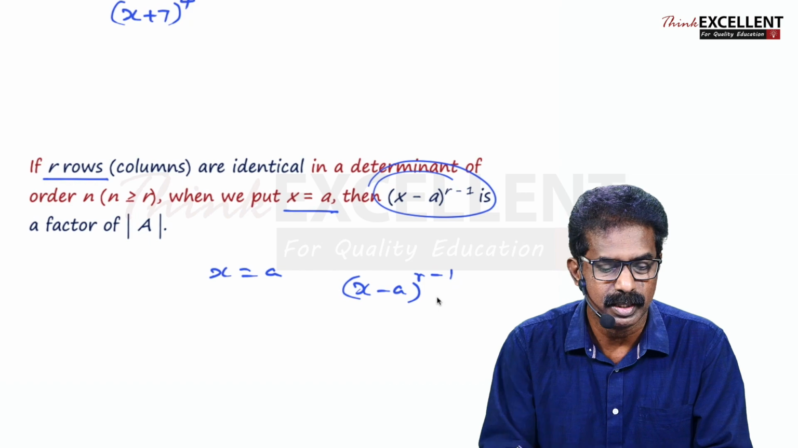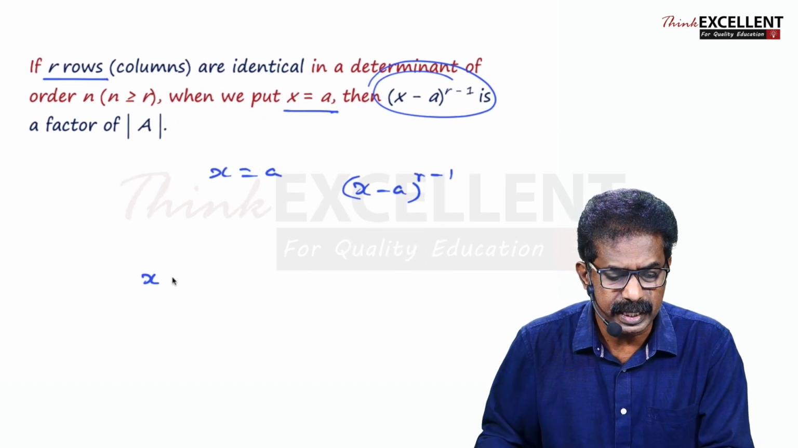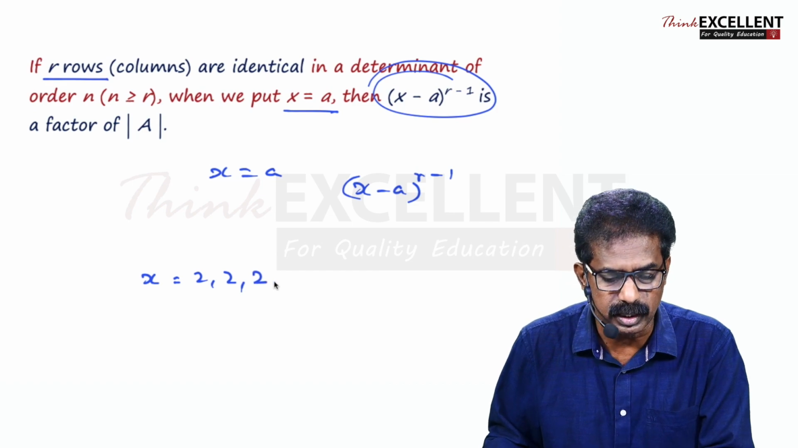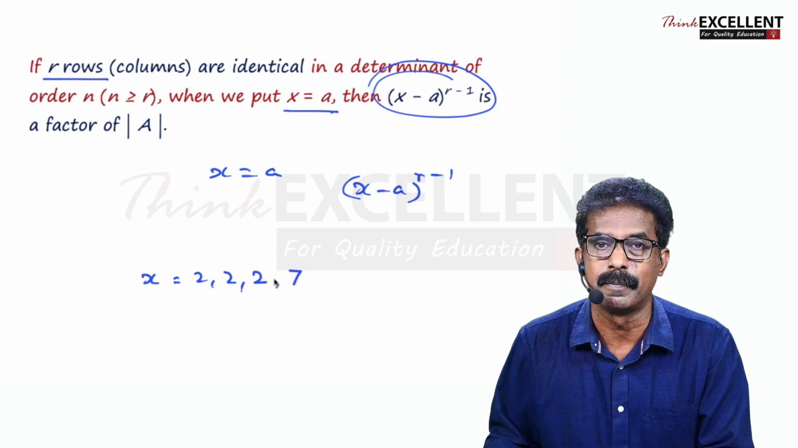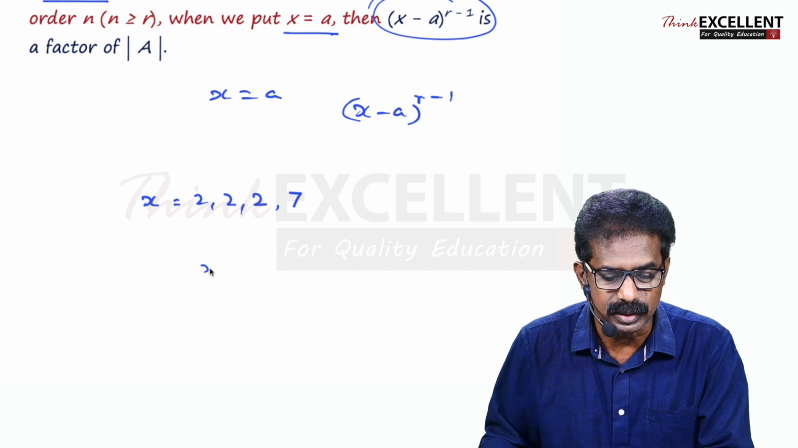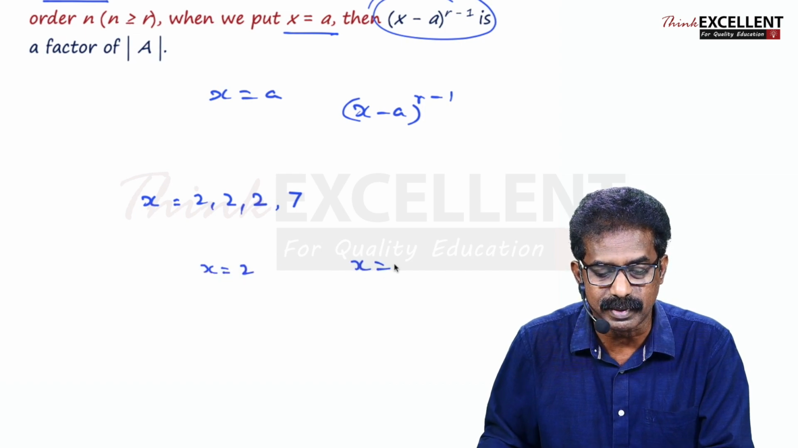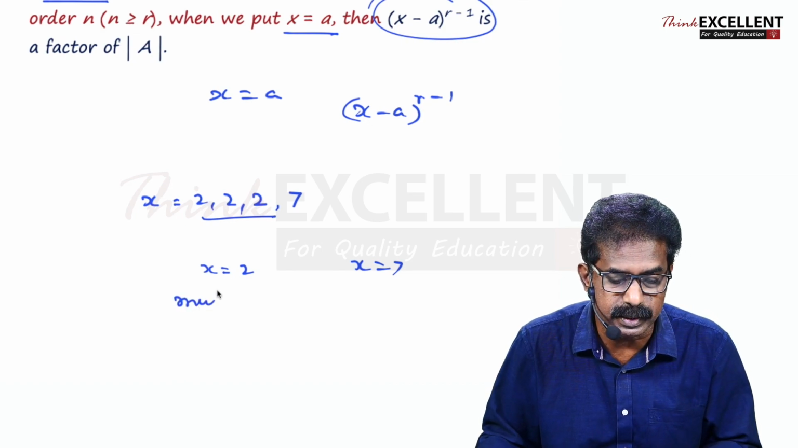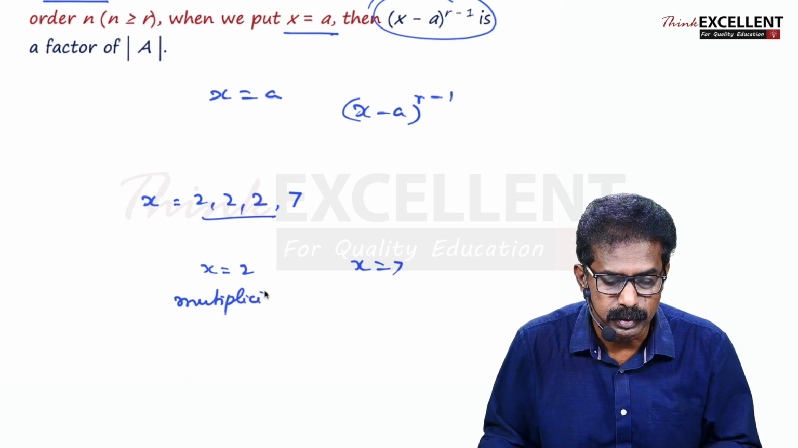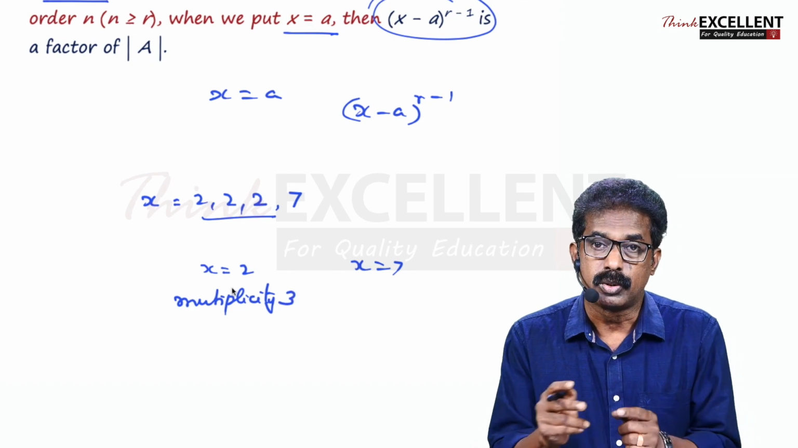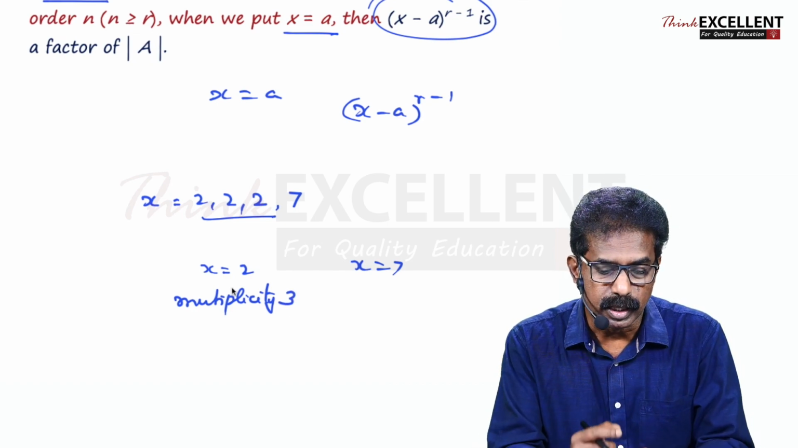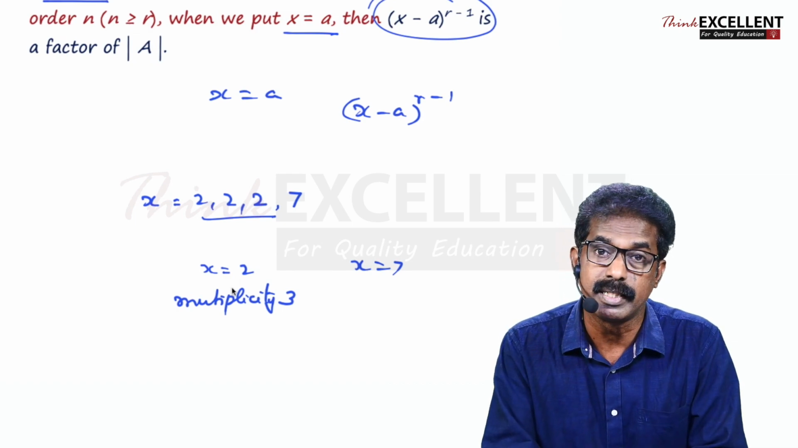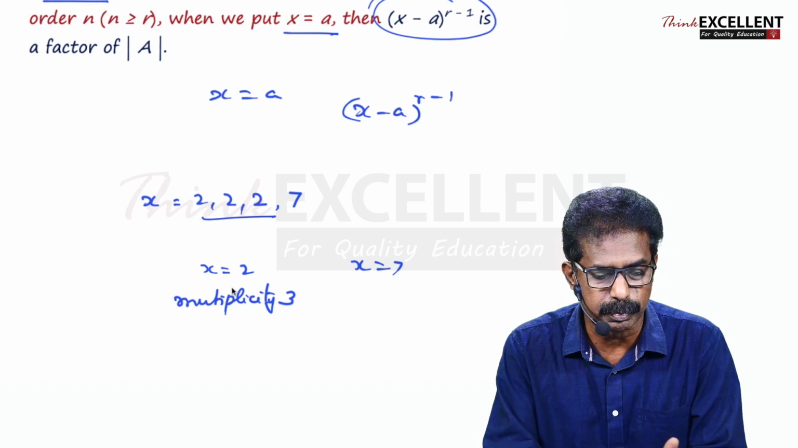That's all the concept. Suppose x has three factors like this: 2, 2, 2 and 7. So what are the roots here? x equal to 2 is a root, x equal to 7 is a root. But this 2 repeats 3 times, so we say multiplicity 3. The root 2 repeats 3 times, so we can say x equal to 2 is the root of multiplicity 3. Okay, so hope you understood all these things.